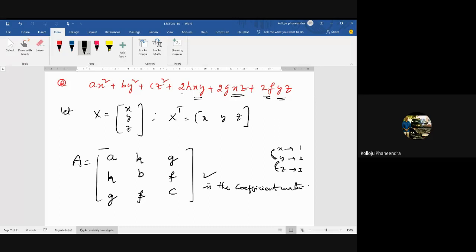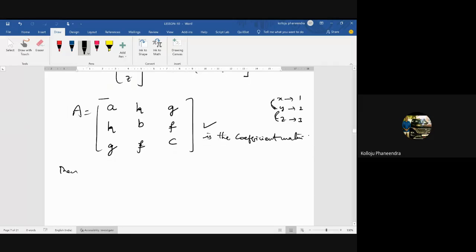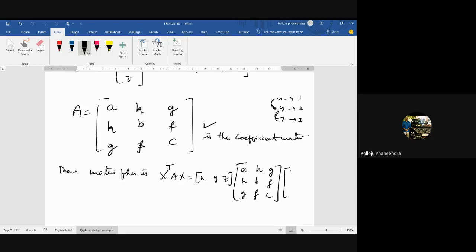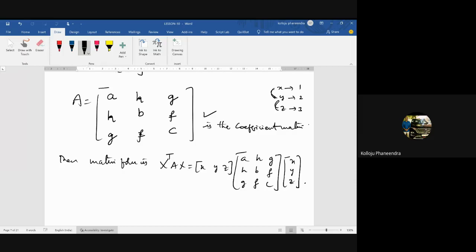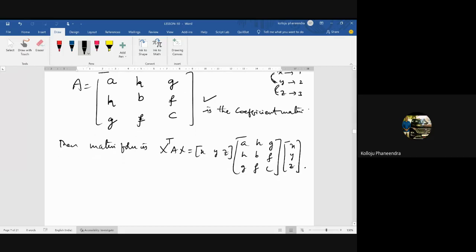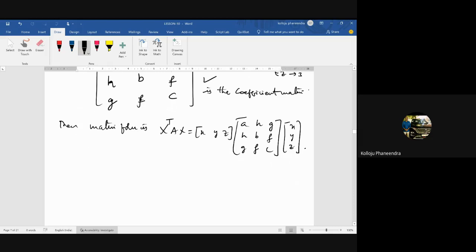Then the matrix form is X transpose AX equal to: the matrix with rows A H G, H B F, G F C, multiplied by X Y Z. Okay. Now this is about quadratic forms.